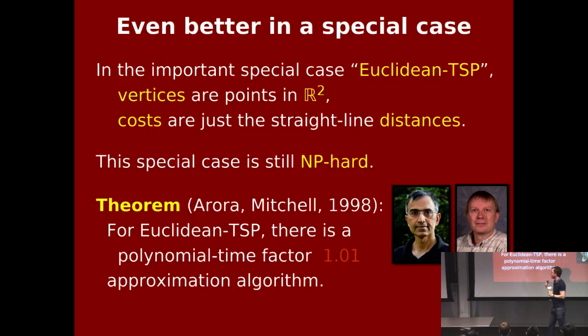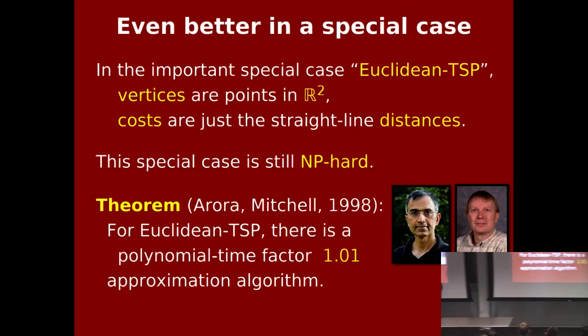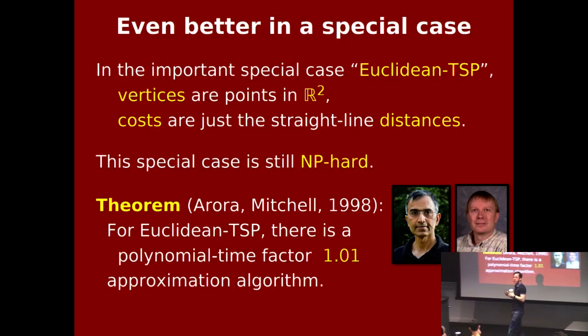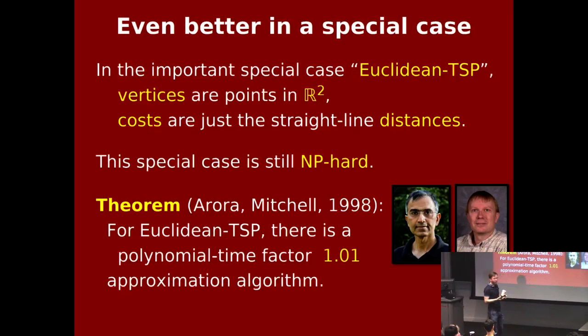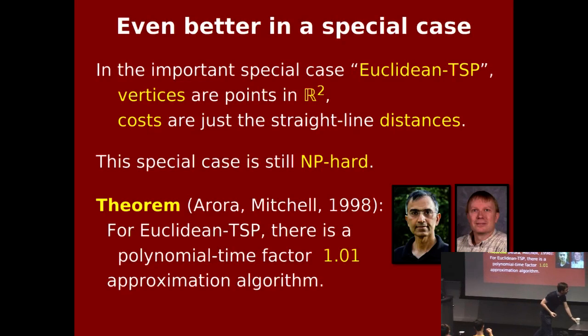Actually, something even better is true. It's actually a factor 1.01 approximation algorithm. They can give you a polynomial time algorithm that finds a solution that's never more than 1% longer than the optimal solution. That's pretty good, right? I mean, at that point, you should just be like, all right, that's good enough, right? 1% worse than optimal is pretty good.